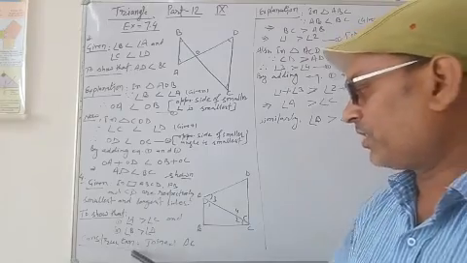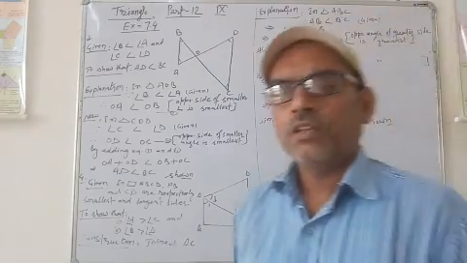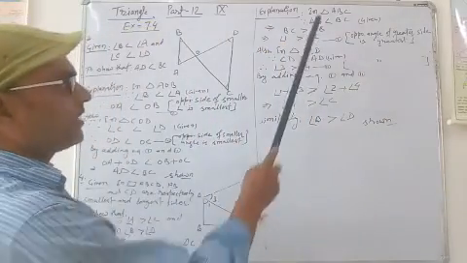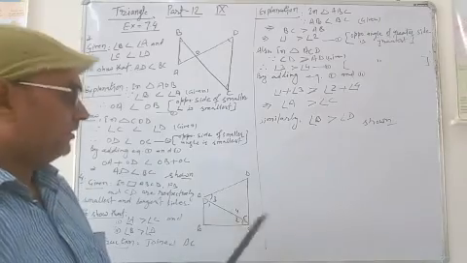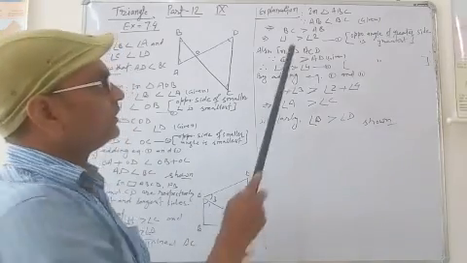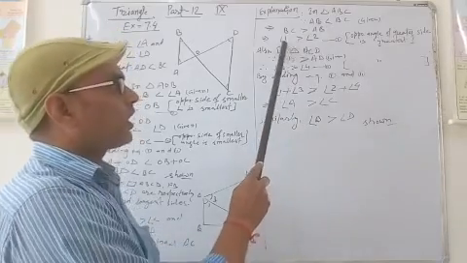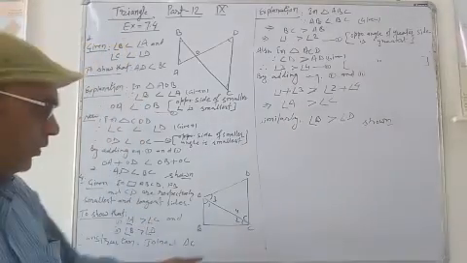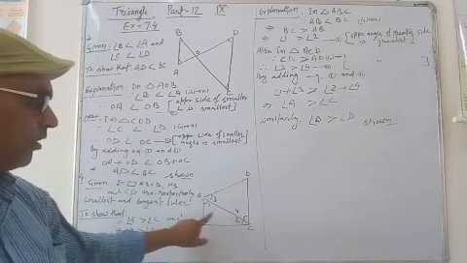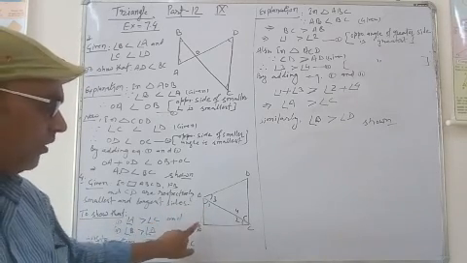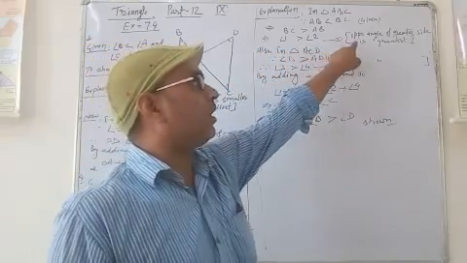Here we construct the join AC. Then in triangle ABC, since AB is less than BC, given AB is the smallest side, we can write BC is greater than AB. The opposite angle of BC is angle 1 and the opposite angle of AB is angle 2. So angle 1 is greater than angle 2. Equation 1: the opposite angle of the greater side is the greatest.